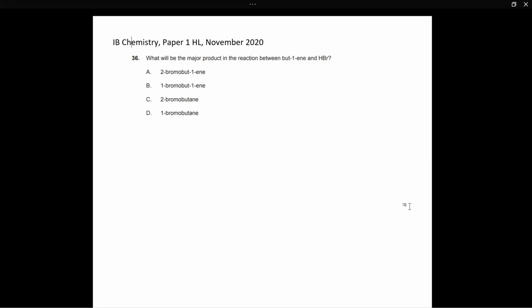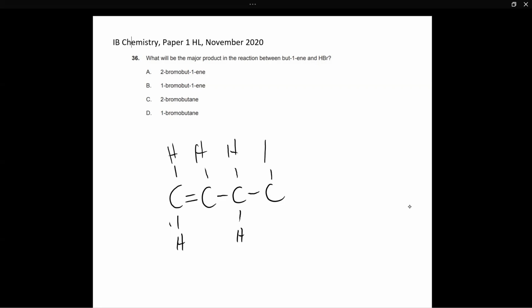The first thing I like to do in such questions is draw the structure of but-1-ene. So it's but-1-ene, so there's a double bond on the first carbon. There's two hydrogens here. So this is the structure of but-1-ene, and this is the structure of hydrogen bromide.